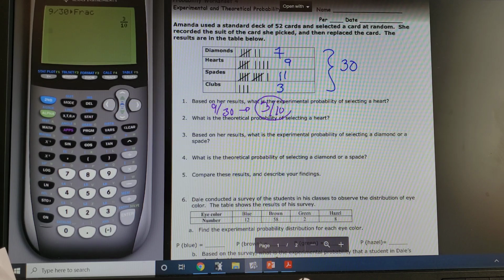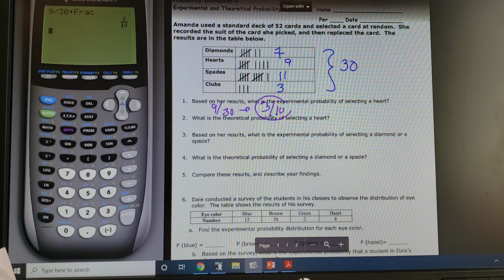All right, number 2. What is the theoretical probability of selecting a heart? So not using the chart. How many hearts are there in a deck of cards? 13. 13 out of 52, which reduces to 1/4. Very good. That we definitely have down pat. We know that a fourth of the deck is a certain suit.